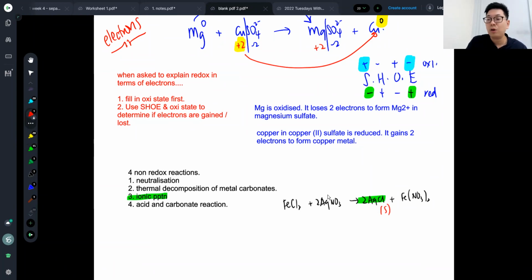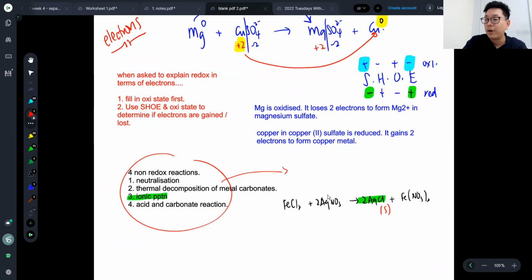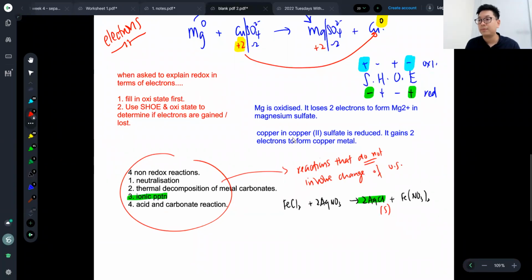So non-redox reactions are basically reactions that do not involve change of oxidation state.